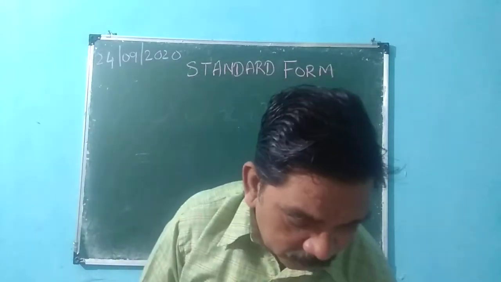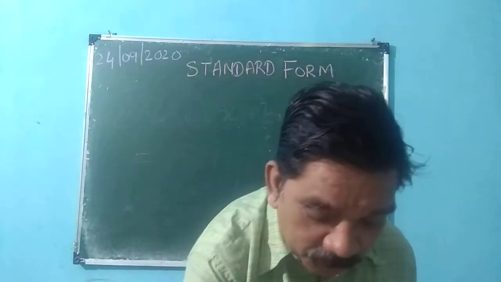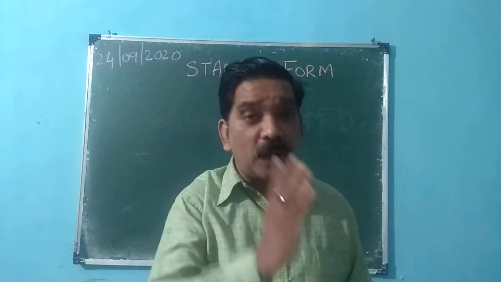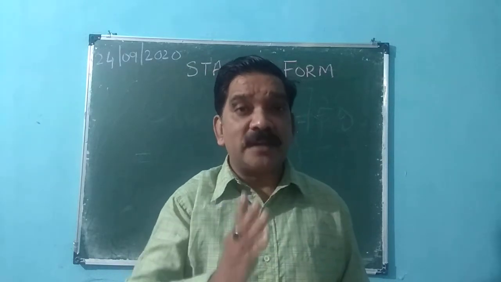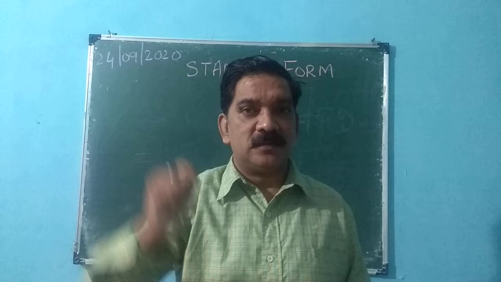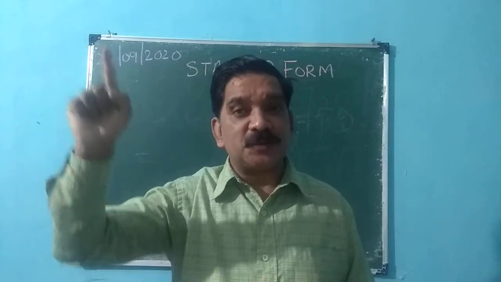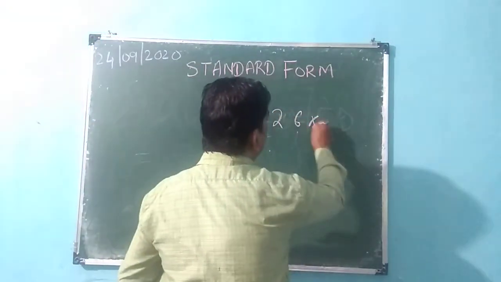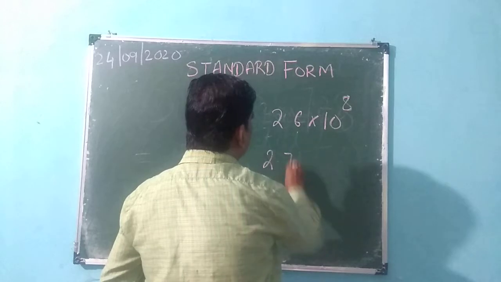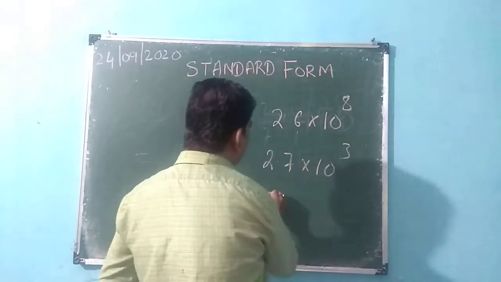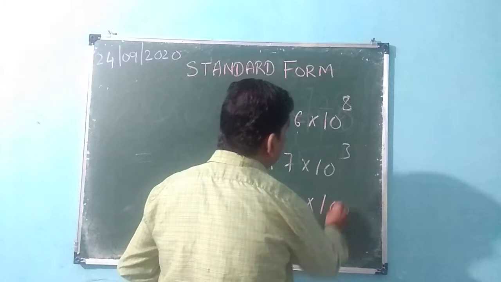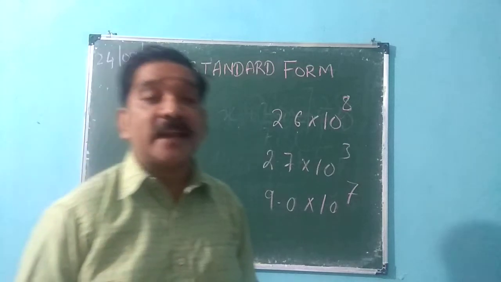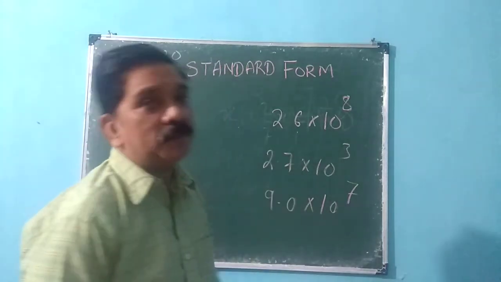Now, what is the standard form? Standard form is when the number is reduced to one digit point something, into 10 raised to any integer. For example, numbers like 2.6 into 10 to the power 8, 2.7 into 10 to the power 3, or 9.0. All these numbers are called standard form numbers. Correct?